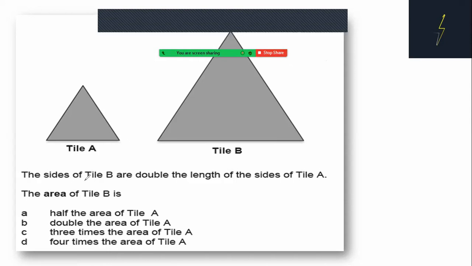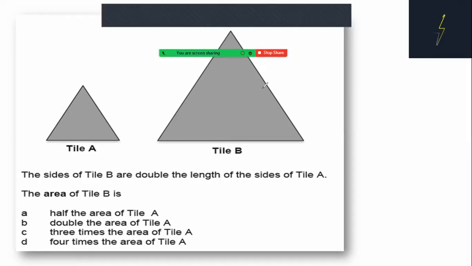So it says the sides of tile B are double the length of the sides of tile A. It's basically comparing the area of tile A and tile B. My best approach to this question is to actually put in some values and compare them. But first we need to understand how to find the area of a triangle.